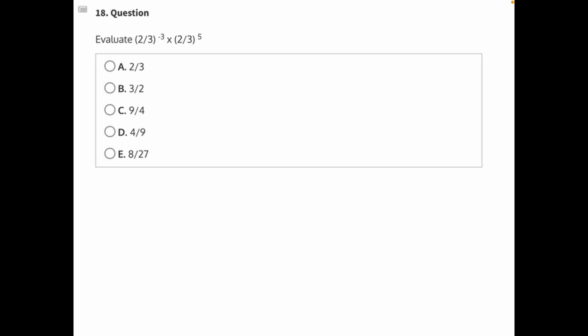Evaluate 2/3 to the negative third power times 2/3 to the fifth power. First, let's rewrite this vertically so it's a bit easier to see what we're working with. And then we need to resolve this negative exponent here.